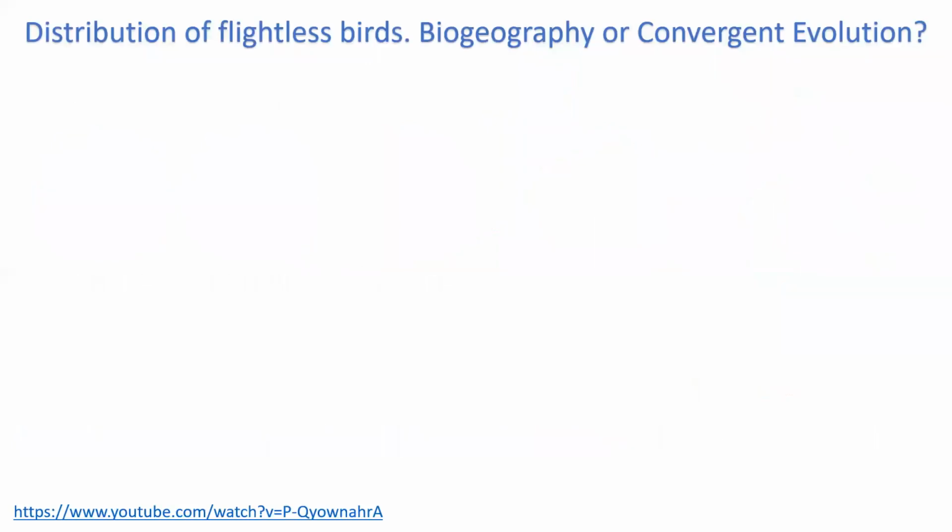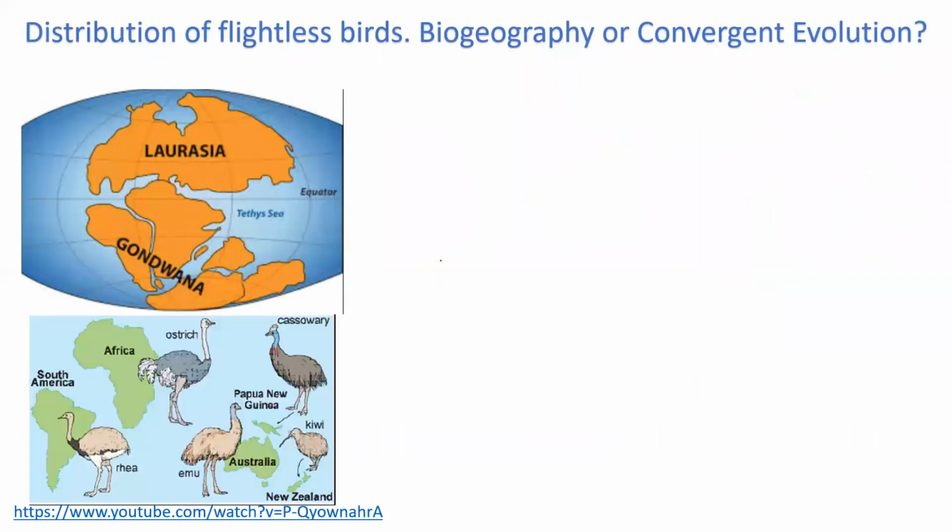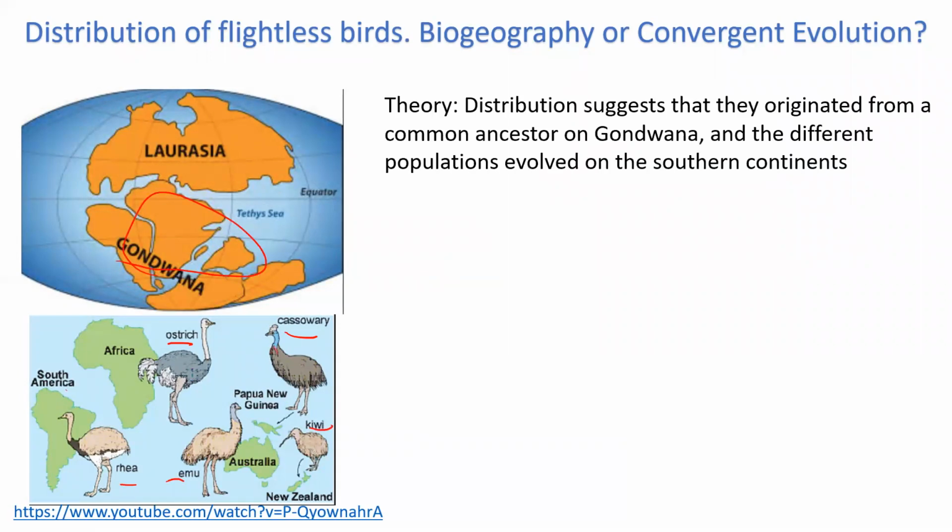Now, distribution of flightless birds: is this biogeography or convergent evolution? If we take a look at Gondwana again, right here, we can see all these flightless birds: ostriches, rheas, emus, kiwis, cassowaries, okay, in Australia. And a lot of people say that this distribution suggests that they originate from a common ancestor on Gondwana and the different populations evolved on the southern continents.